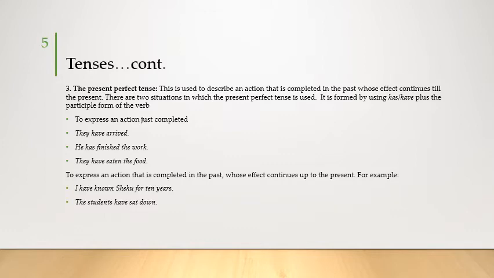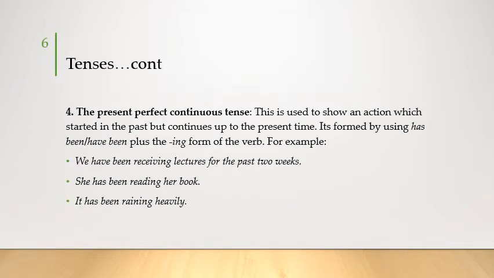Now, present perfect tense can also be used to express an action that is completed in the past, but whose effect continues up to the present. For example, I have known Shehu for 10 years. The students have sat down. You will find out that these sentences express an action that is completed in the past, but still the effect continues up to the moment. I have known Shehu for 10 years. Up to this moment, Shehu is familiar to me. The students have sat down. Up to this moment, the students are sitting down. So this is what it means.